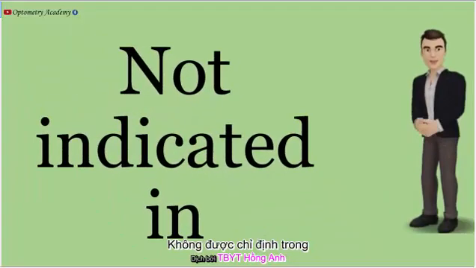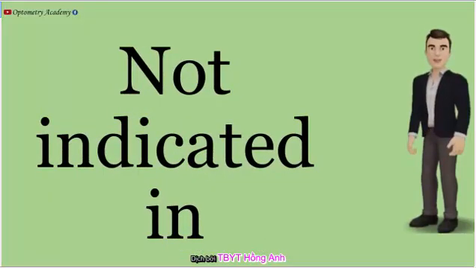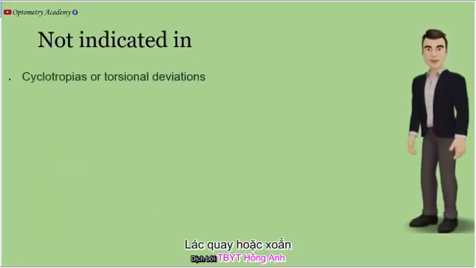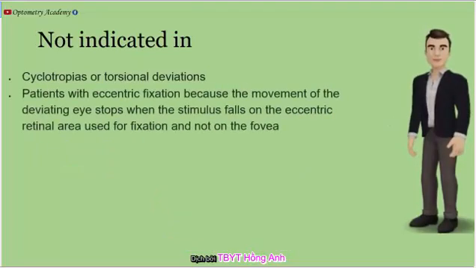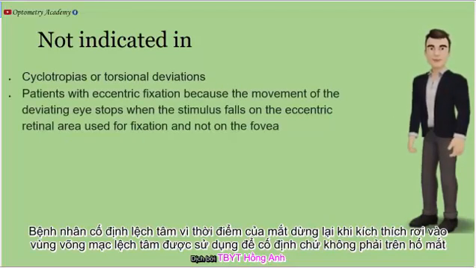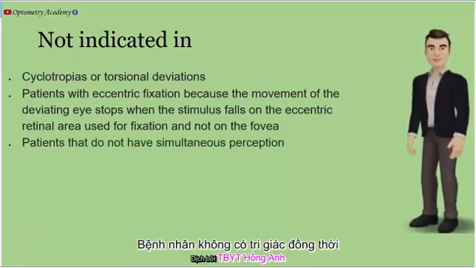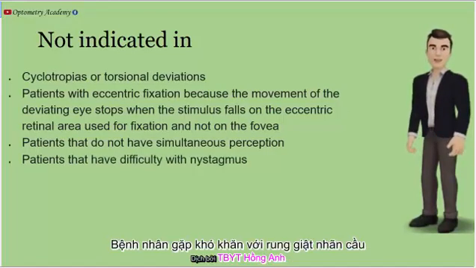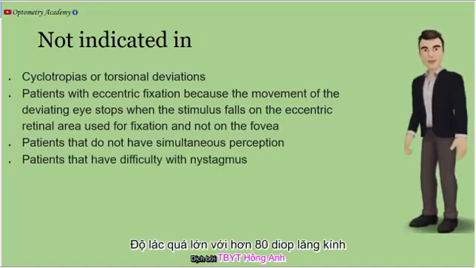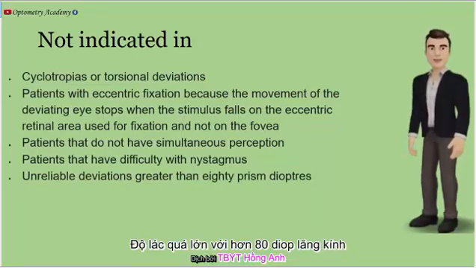Not indicated in cyclotropias or torsional deviations, patients with eccentric fixation because the movement of the deviating eye stops when the stimulus falls on the eccentric retinal area used for fixation and not on the fovea. Patients that do not have simultaneous perception, patients that have difficulty with nystagmus, unreliable deviations greater than 80 prism diopters.